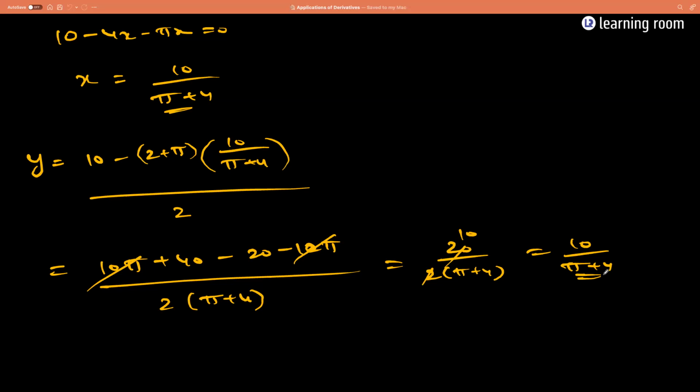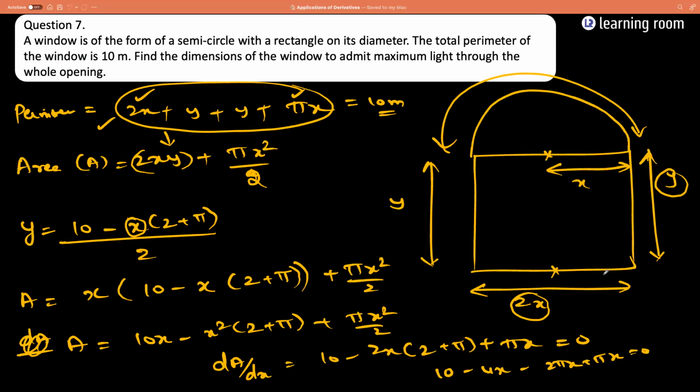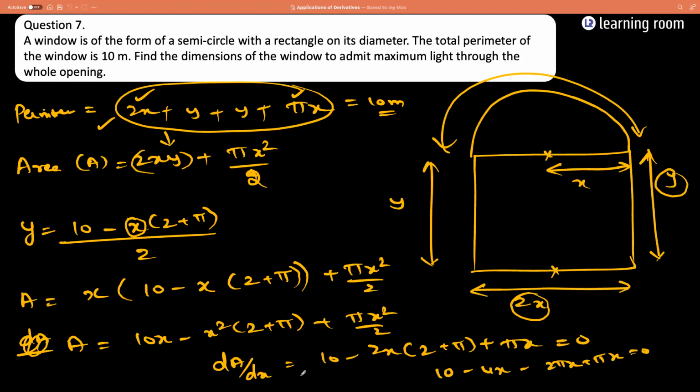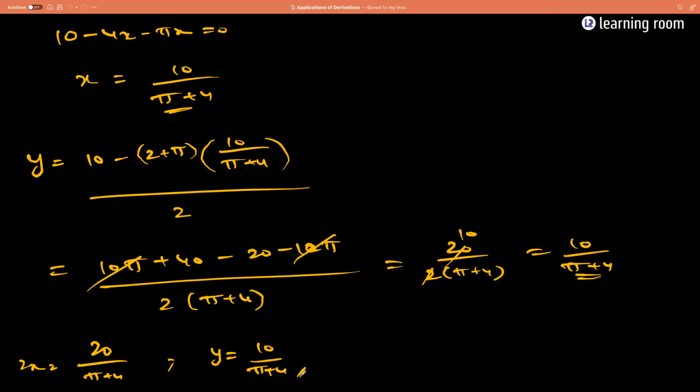The final step, they have written it wrong. No, they are right actually. The length of the window is actually not x, it is 2x. So the length of the window is 20 divided by pi plus 4, 2x is the length, and the width is going to be 10 divided by pi plus 4. So these are the dimensions of the rectangular part. When you want the dimension of the semicircular part, you will calculate it using pi x square by 2. Got it?